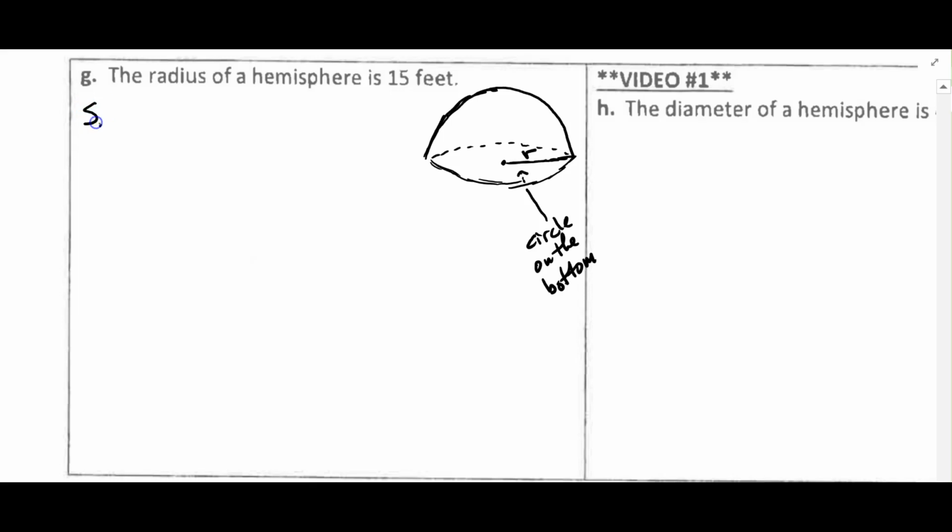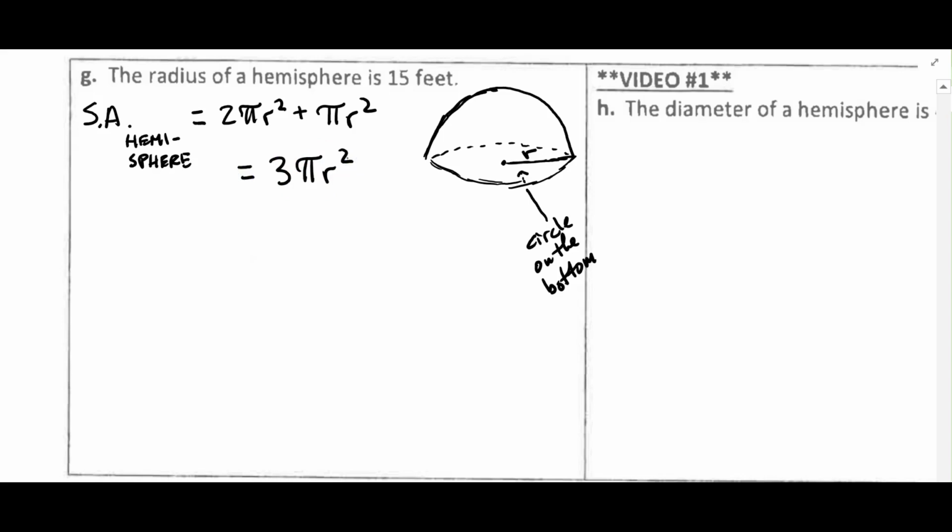So for the surface area of a hemisphere, we know a sphere was 4 pi r squared, so now it's only going to be 2 pi r squared. But we have to add in that new circle that is now on the outside from the bottom, and that's just going to be another pi r squared. So we would get a total of 3 pi r squared.